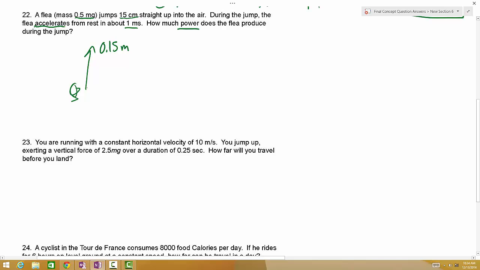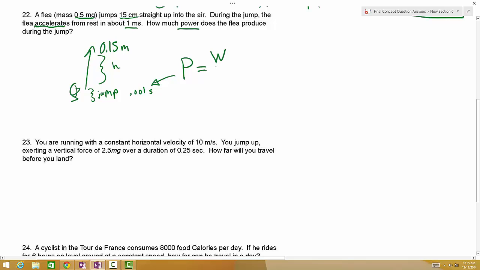So there's actually two things going on, right? It has a little time when it jumps in 0.001 seconds, and then there's a second part where it flies up to this height. So what do we want to calculate? We want to calculate the power, right? So this is the power during this part here.